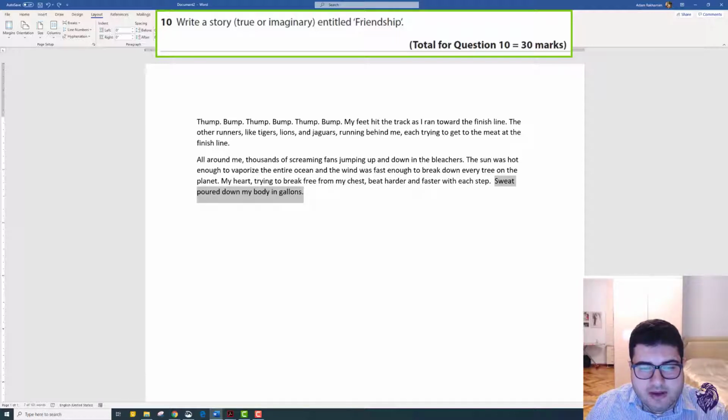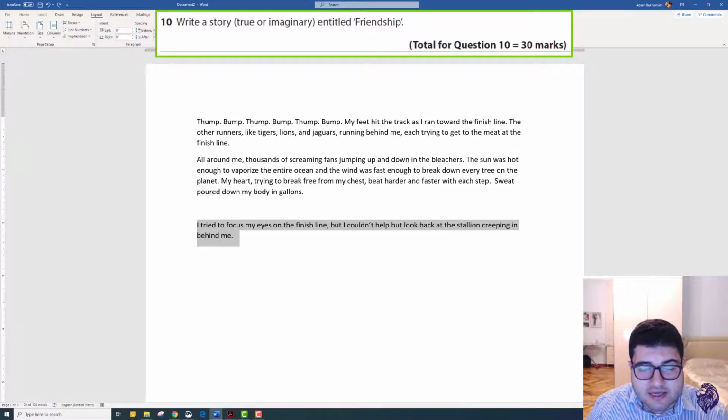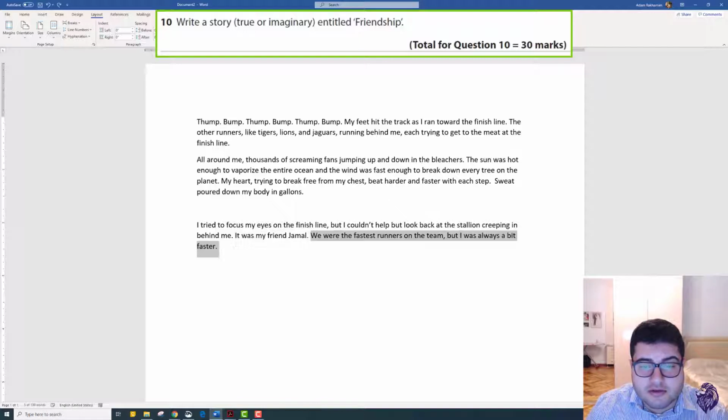Sweat poured down my body in gallons. I tried to focus my eyes on the finish line, but I couldn't help but look back at the stallion creeping in behind me. It was my friend Jamal. We were the fastest runners on the team, but I was always a bit faster.